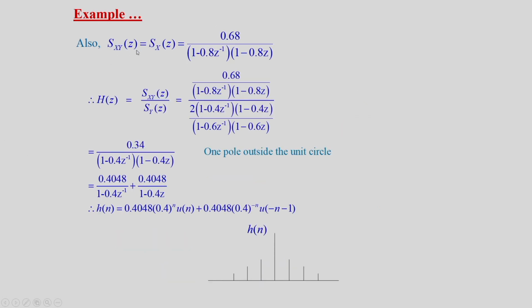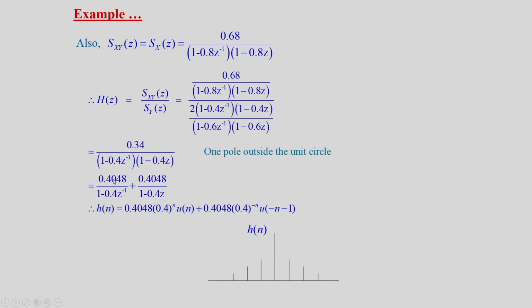Now, Sxy(z), as we have shown, is equal to Sx(z), and therefore it will be equal to 0.68 divided by (1 minus 0.8 z inverse) into (1 minus 0.8 z). Therefore, H(z), the transfer function of the corresponding filter, is given by Sxy(z) divided by Sy(z), and when we substitute the values of Sxy(z) and Sy(z), we get this expression: 0.34 divided by (1 minus 0.4 z inverse) into (1 minus 0.4 z). So, one pole will be inside the unit circle, the other pole will be outside the unit circle. And this we can expand like this: 0.4048 divided by (1 minus 0.4 z inverse) plus 0.4048 divided by (1 minus 0.4 z).